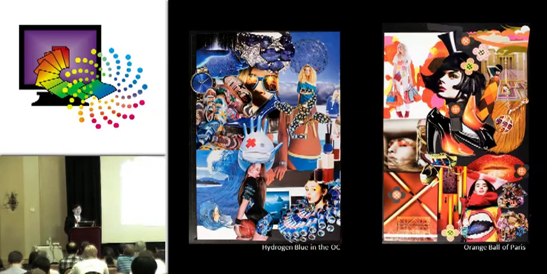A mood board is a collection of pictures, colors, materials, sketches, and other various visual artifacts that designers use to inspire and guide the process of designing new colors and new materials. The mood board on the left proposes a color treatment called hydrogen blue in the OC for a blue hydrogen-powered concept car inspired by the sporty trends of California's Orange County. And the right proposes a color called Orange Ball Paris for a young and fashionable audience.